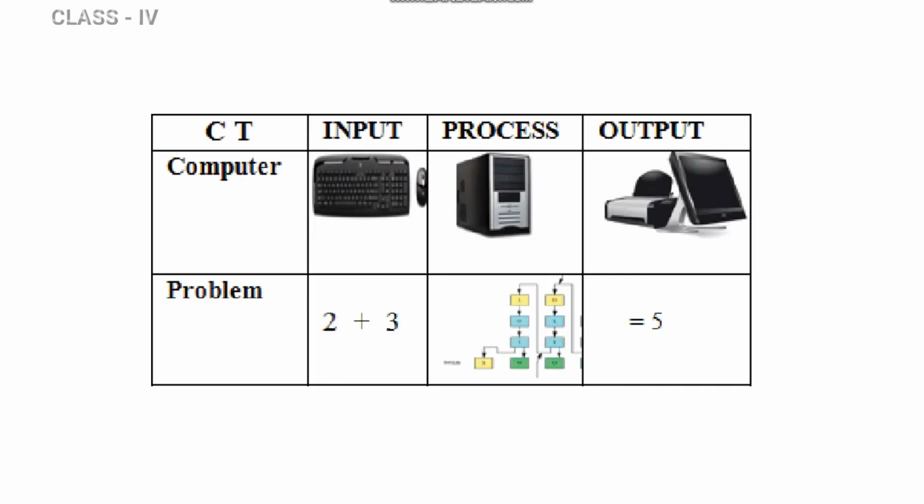Now over here, as you can see, we have a computer with input as in keyboard and mouse, process as a CPU, and output as in your printer and monitor. And we have an example of a mathematical problem. Here, with the help of these input devices, if we are inputting 2 plus 3 into the computer, the CPU will work with these numbers, add them and give the output as 5 on the monitor screen. So this example is very clear to everyone.